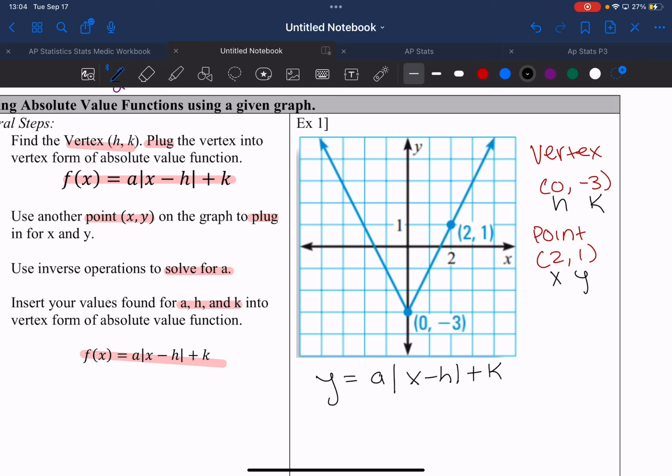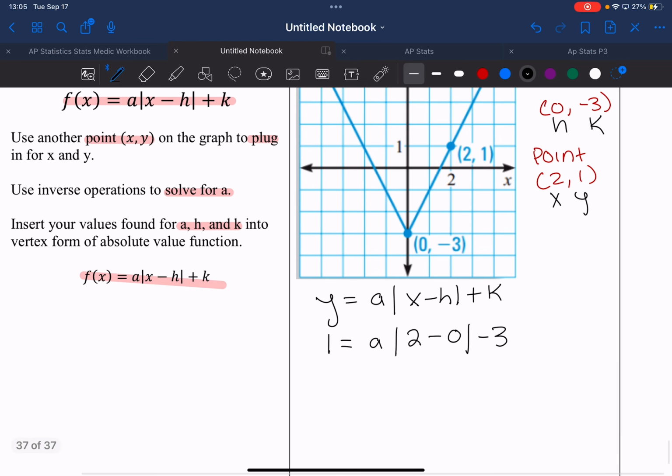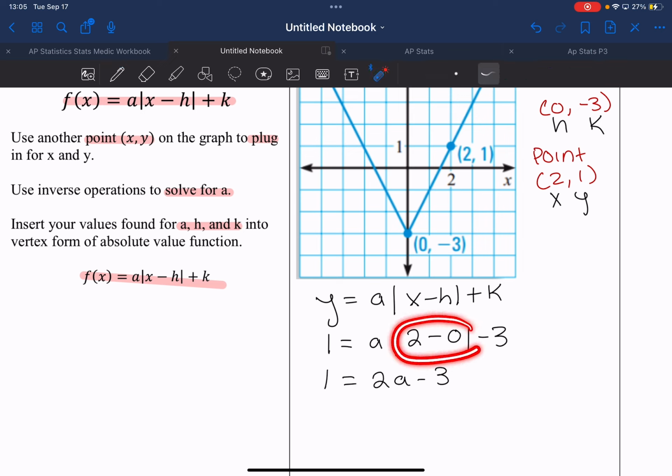So instead of y, I'm going to put 1 equals a, absolute value. Instead of x, I'm putting 2. Instead of h, I'm putting 0. And instead of k, I'm putting -3. Then I need to simplify this in order to solve for a. So 2 minus 0 is 2. Absolute value of 2 is 2. So I have 1 equals 2a minus 3. Notice how I moved this answer in front of the a. That's just making sure we have it in proper form.